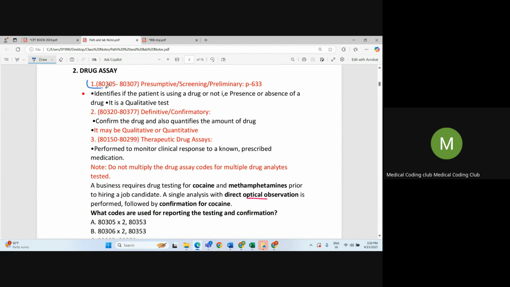The first set of codes: there are 3 codes, 80305, 80306, and 80307, which are for screening or preliminary test. It identifies whether the patient is using a drug or not, that means the presence or absence of drug. It's a qualitative test. The next set of tests is definitive or confirmatory test. Here they confirm the drug and also quantify the amount of drug. Lastly, therapeutic drug assay is performed to monitor the clinical response to known prescribed or OTC medication.